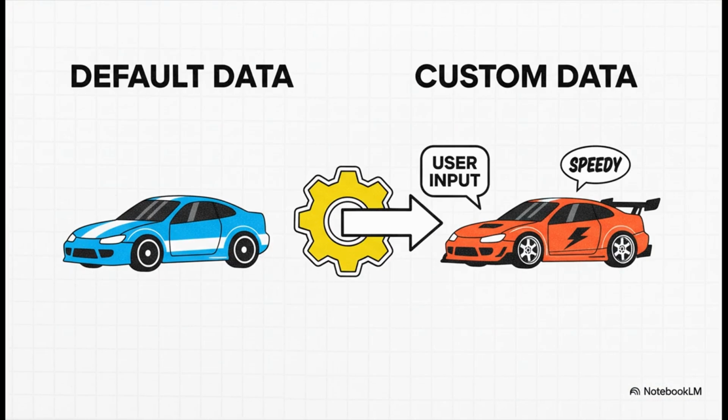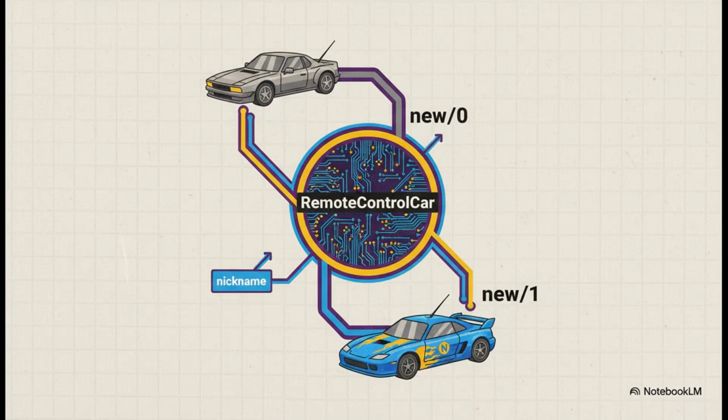Okay, we've got our default car, but what if we want to add a custom nickname? The Elixir way to do this? A second new function that just takes the nickname.